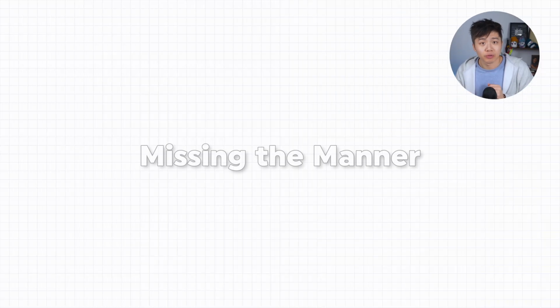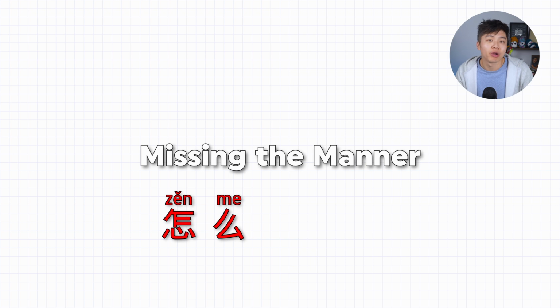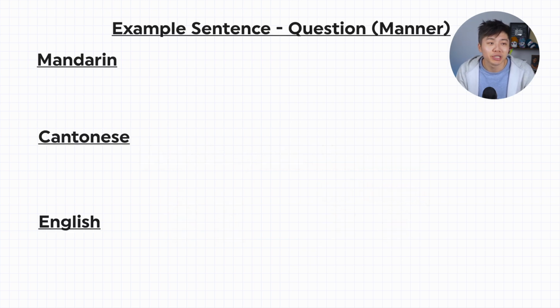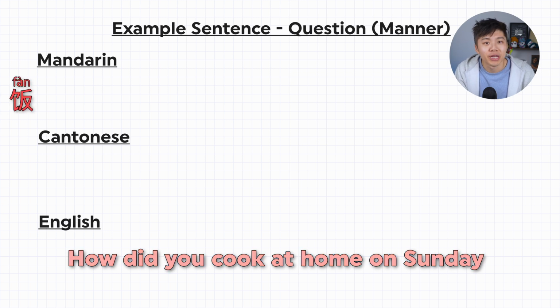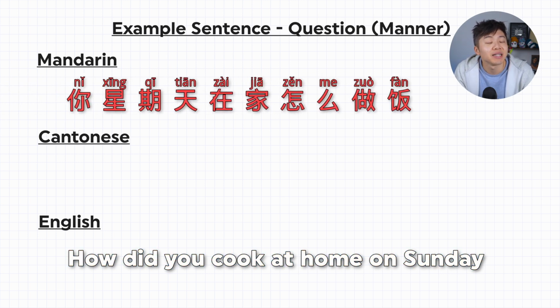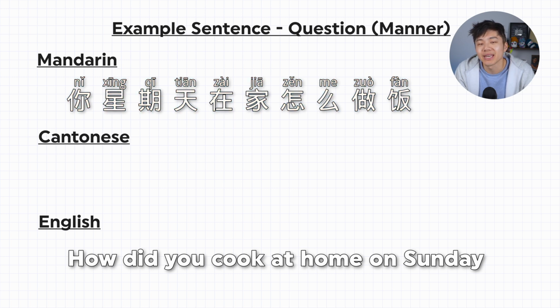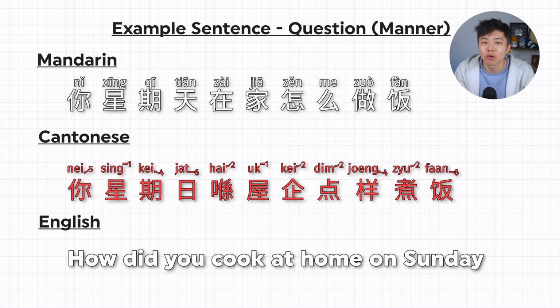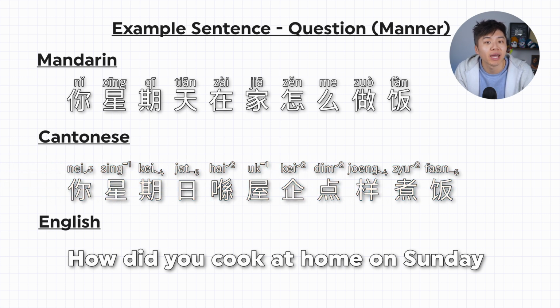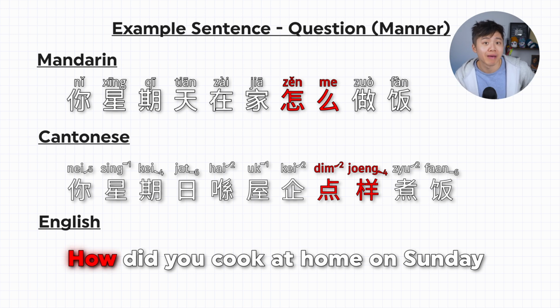How. To ask how something was done, replace the manner element with 怎么 in Mandarin or 點樣 in Cantonese. So for example, in English, how did you cook at home on Sunday? Now in Mandarin, 你星期天在家怎么做饭? In Cantonese, 你星期日喺屋企點樣煮飯? So remember before it was 開心咁 or 開心的, happily. Now it's just 點樣 or 怎麼 in Mandarin. Very straightforward, right? So here we see that how replaces the manner element to ask about the way or style of the action. The rest of the sentence pretty much the same.